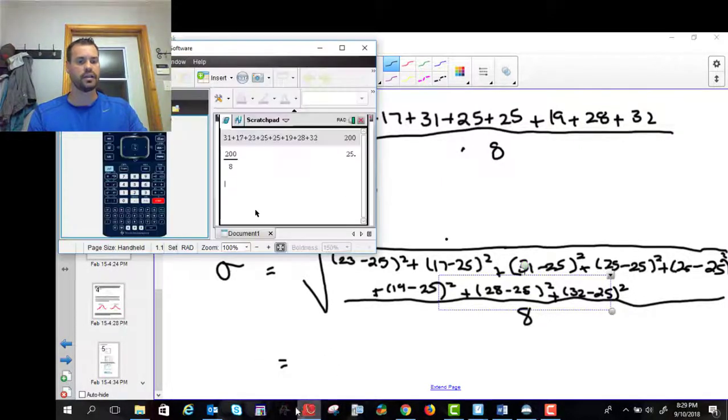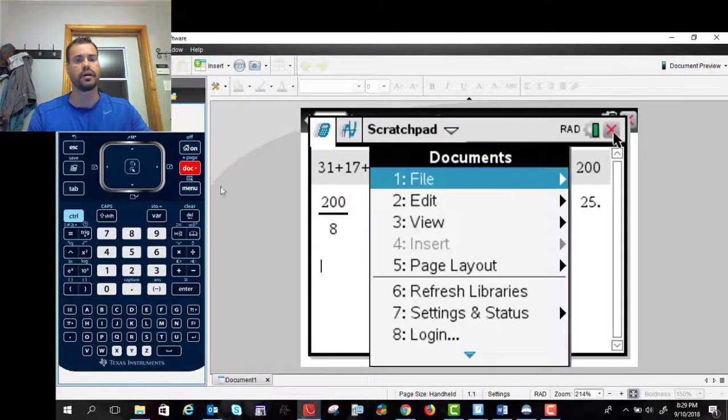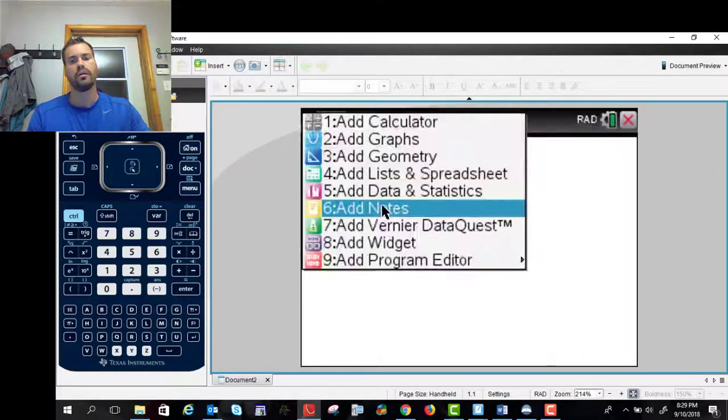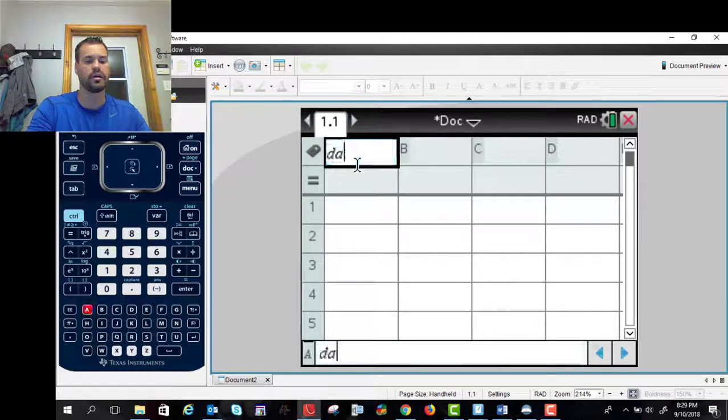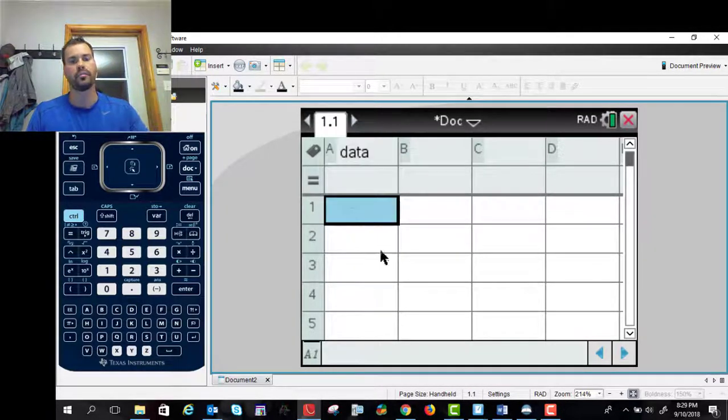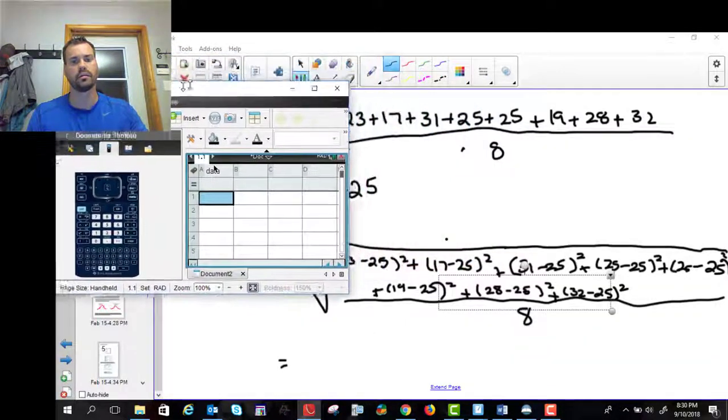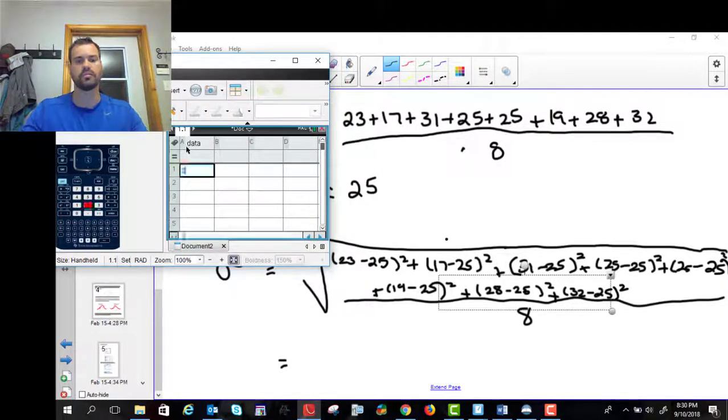What I'm going to do instead is I'm going to take my calculator and go into Documents and open a document. And I'm going to add a list, and in that list, I'm going to call it data. And then I'm going to go back to my numbers and just type them in. So 23, 17, 31, 25, 25, 19, 28, and 32.